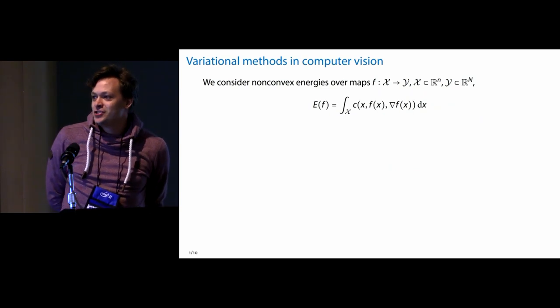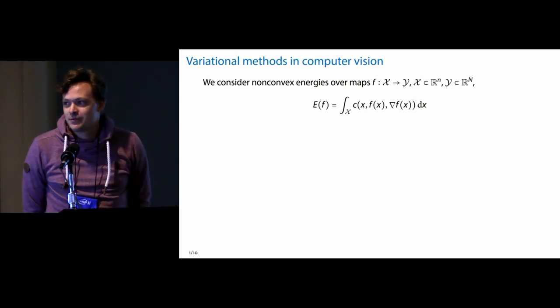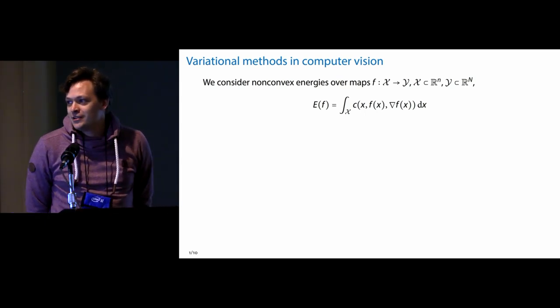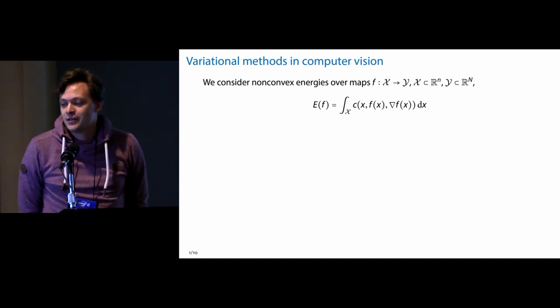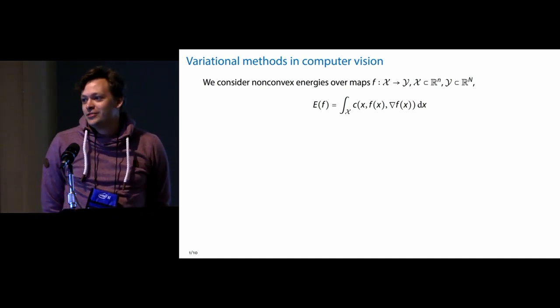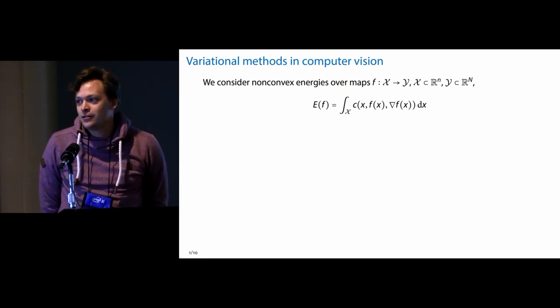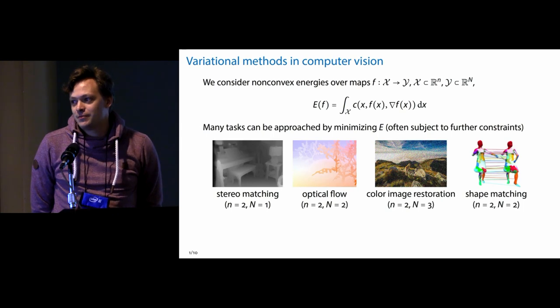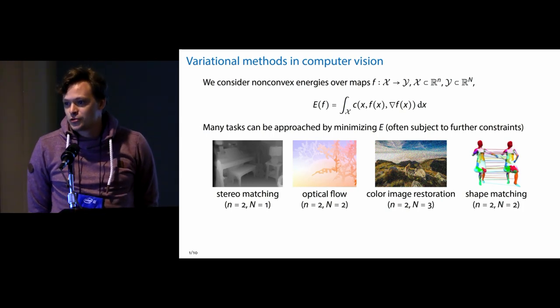So here's an energy E over maps F, which map from X to Y. And we assume that X and Y are bounded open subsets of Euclidean space. And we refer to little n as the dimension of the problem and capital N as the co-dimension of the problem. Notice also the similarity to the Monge problem in optimal transport. The difference is that we now can penalize also the Jacobian of the map F, which can be used to ensure spatial regularity in the solution.